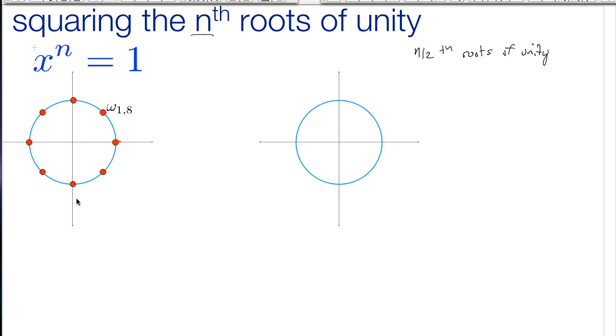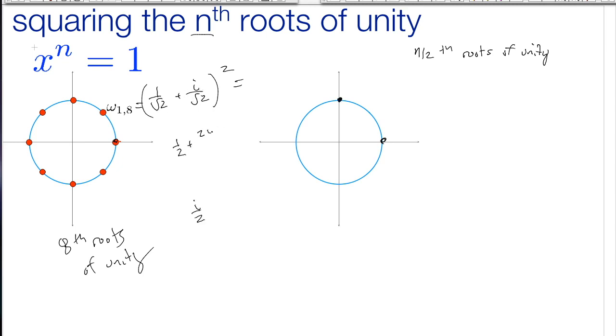So all that remains is for me to show you that when you square each of these points, you get the 4th roots of unity. So these are the 8th roots of unity, the red points. And now take this number right there. That's 1. If we square it, we get 1. This right here, if you remember, was 1 over square root of 2 plus i over square root of 2. And if we square it, we get 1/2 plus, then i over 2 times i over 2, which is i squared over 2. So this is 1/2 plus i minus 1/2.